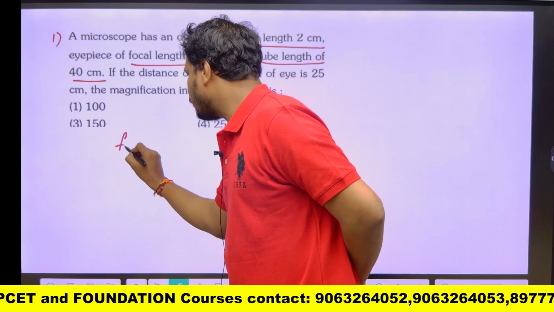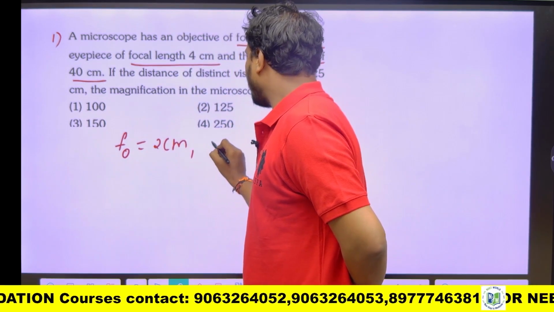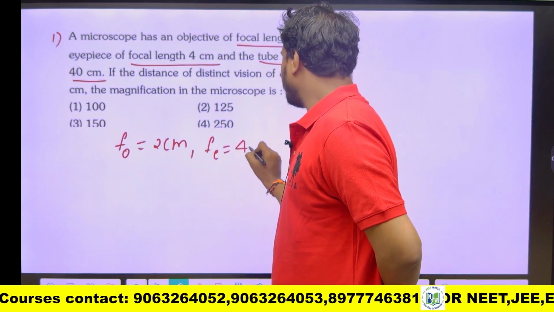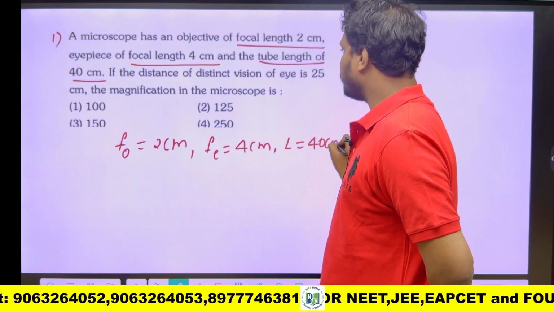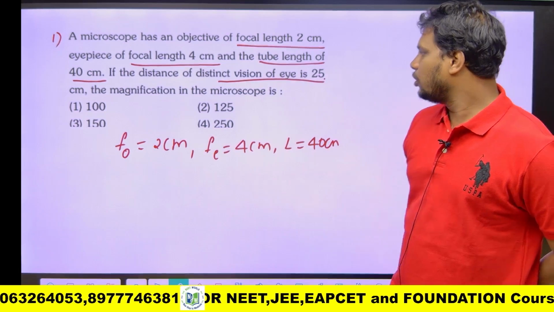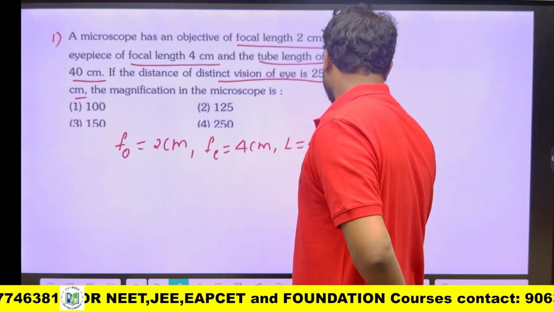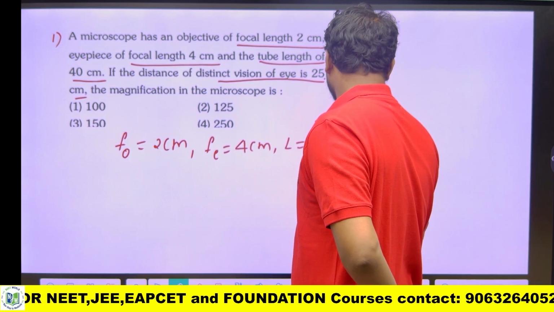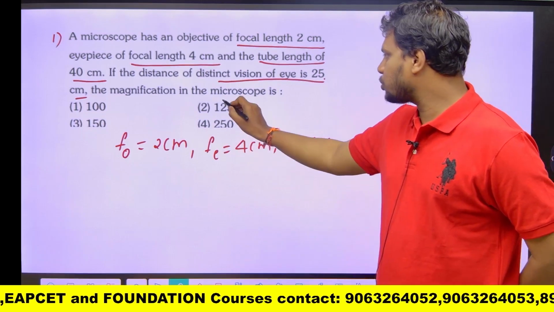The focal length of the objective is 2 cm and the focal length of the eyepiece is 4 cm, and they gave the length of the tube, that length of the tube is 40 cm. And they gave the distance of least vision of the eye as 25 centimeter. So the distance of least vision is taken as D, which is 25 centimeter. We know this value anyway, they gave it in the question also. Then they're asking the magnification of the microscope.